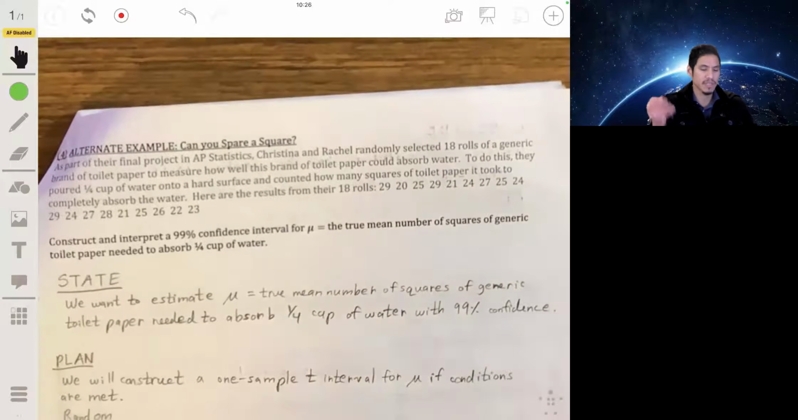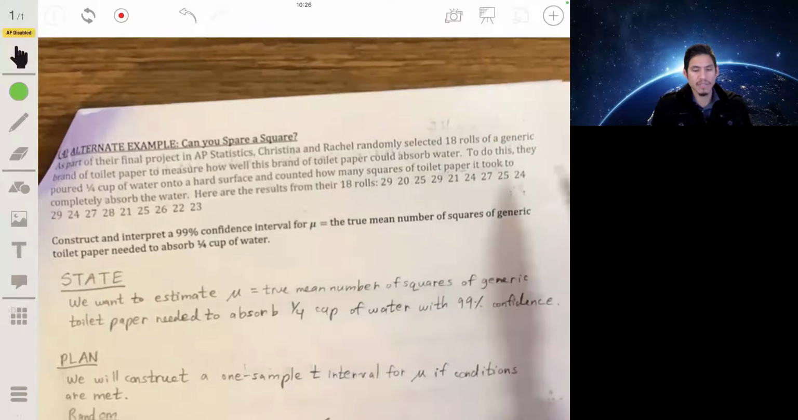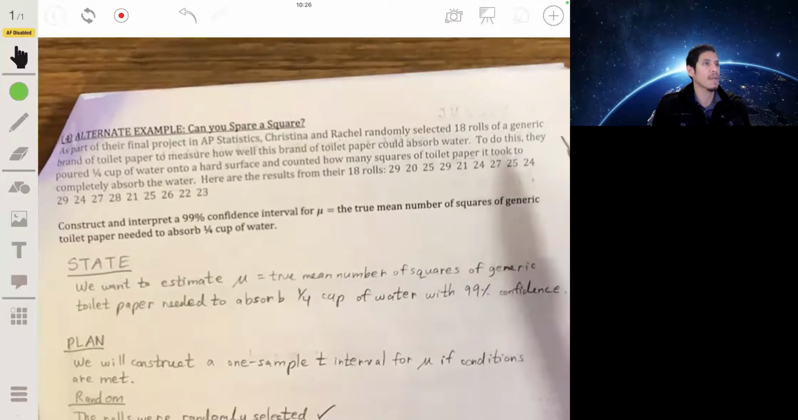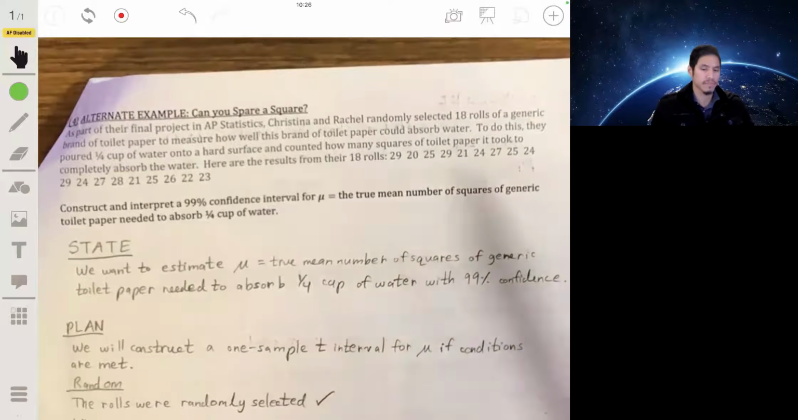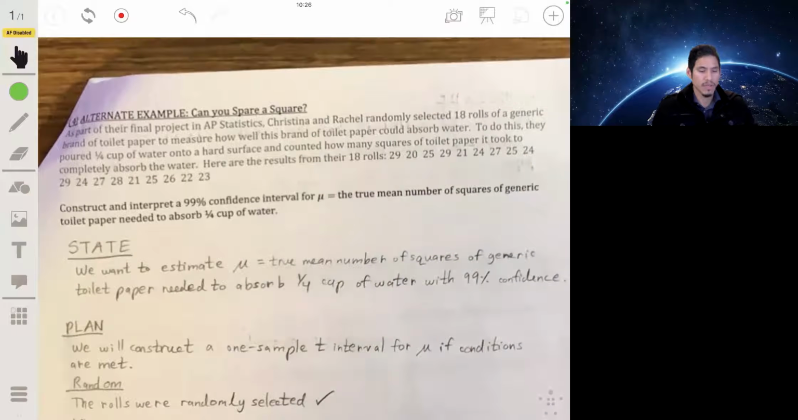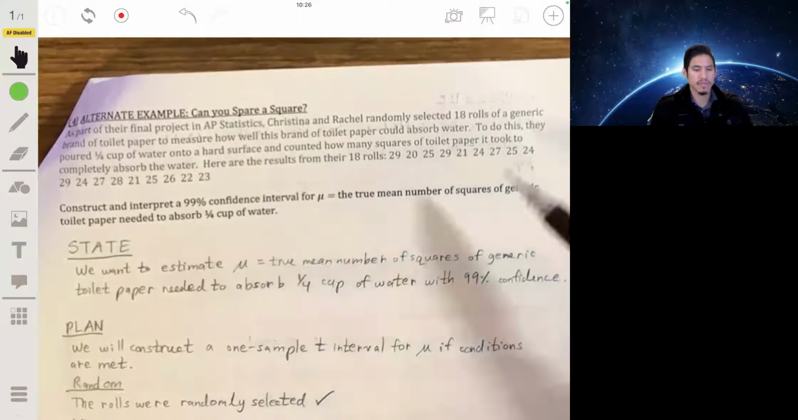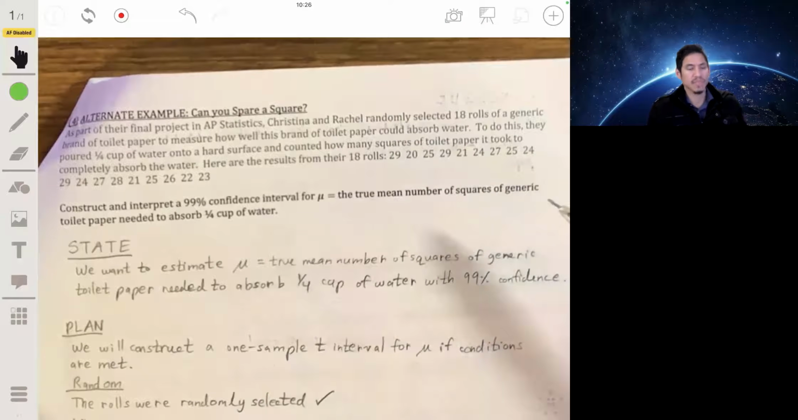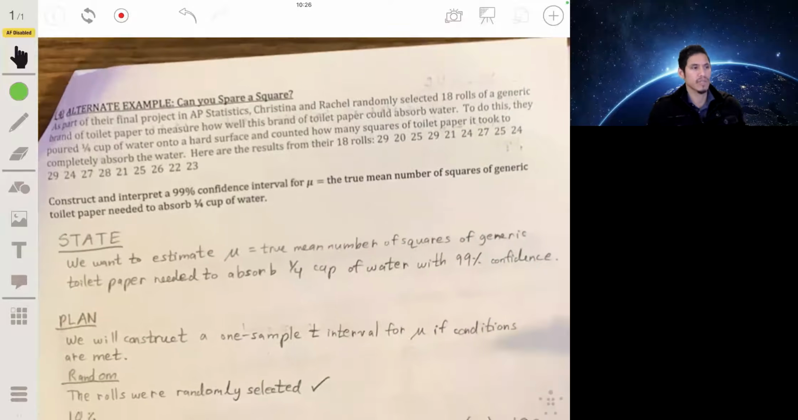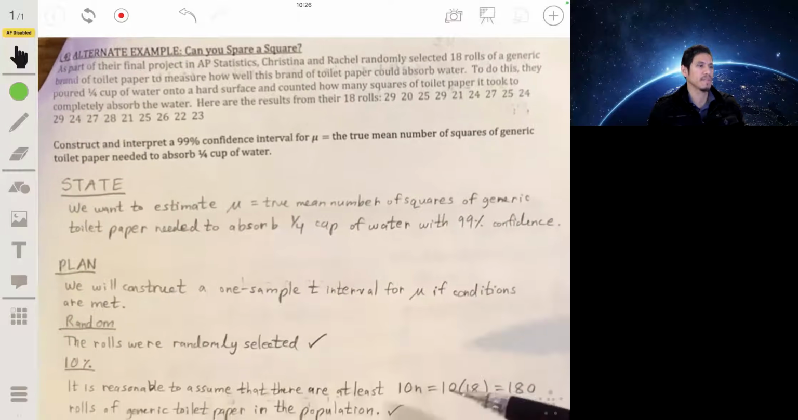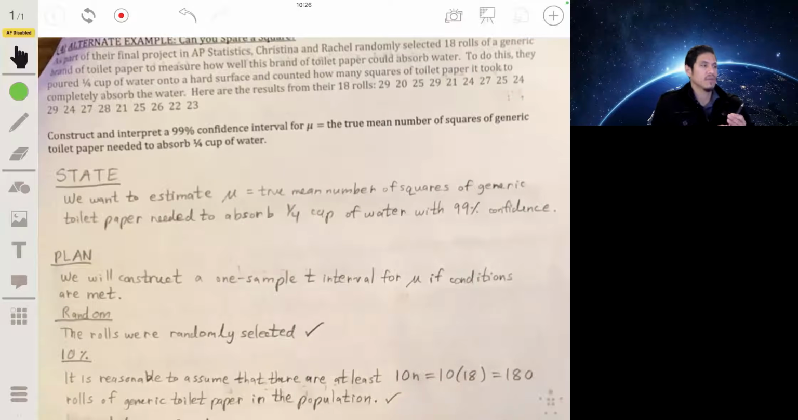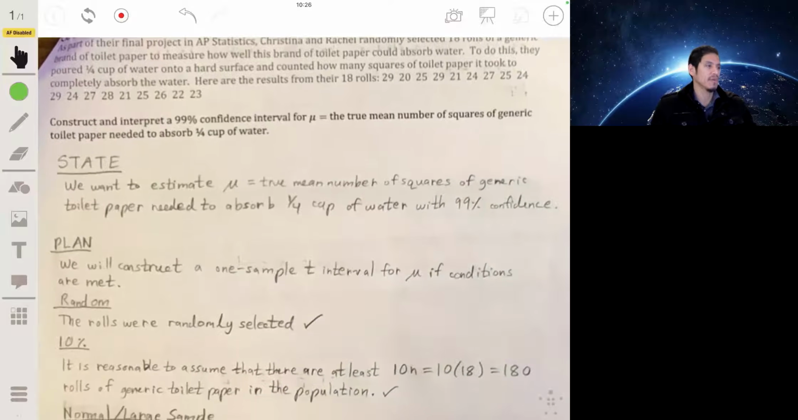So we're going to check the random condition, 10%, and the normal large sample condition. So the random condition, that is met because it says that they randomly selected 18 rolls of toilet paper. 10%, so they took 18 rolls, so then it's pretty reasonable to say there's 180 rolls in the population. 10 times 18 is 180. So that checks out. And now it's the normal large sample condition.